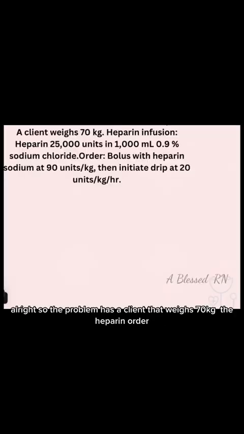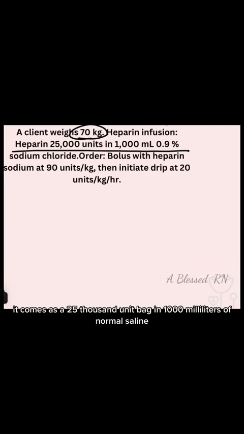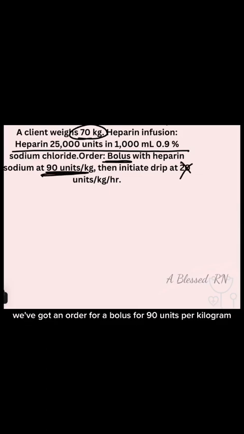Let's go. All right, so the problem has a client that weighs 70 kilograms. The heparin order comes as a 25,000 unit bag in 1,000 milliliters of normal saline. We've got an order for a bolus of 90 units per kilogram and an order for a drip at 20 units per kilogram per hour. So let's do the bolus first.